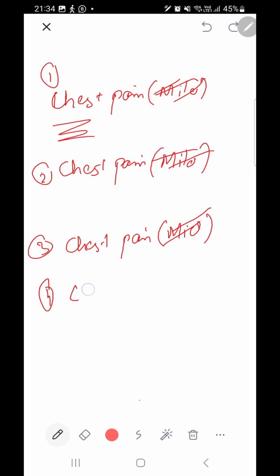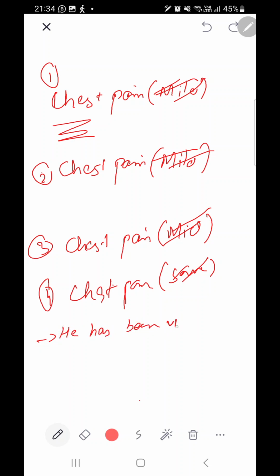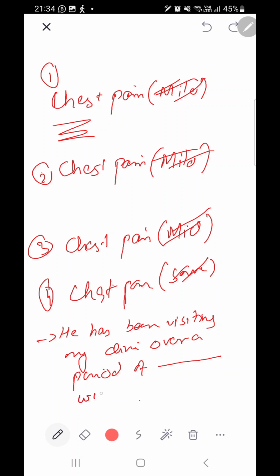and even he has chest pain with fear intensity, but I am not writing the intensity, so I can write this sentence: He has been visiting my clinic over a period of blah blah weeks or months with chest pain.